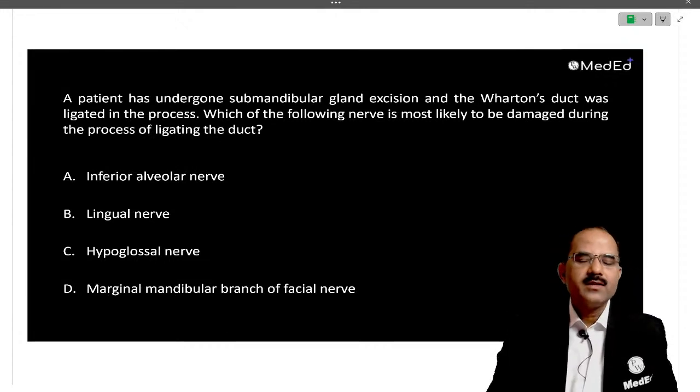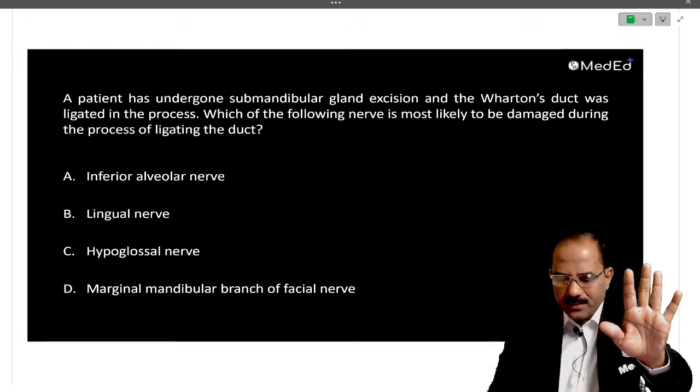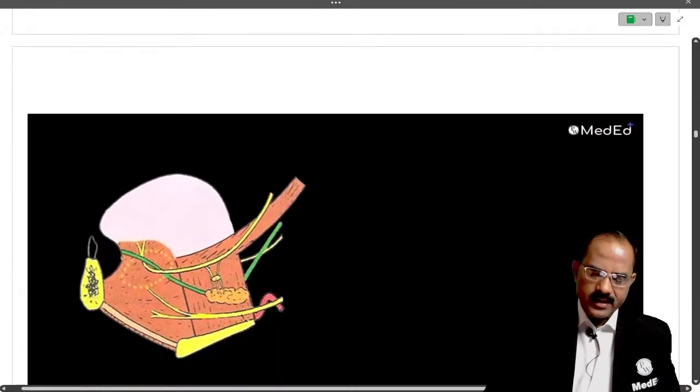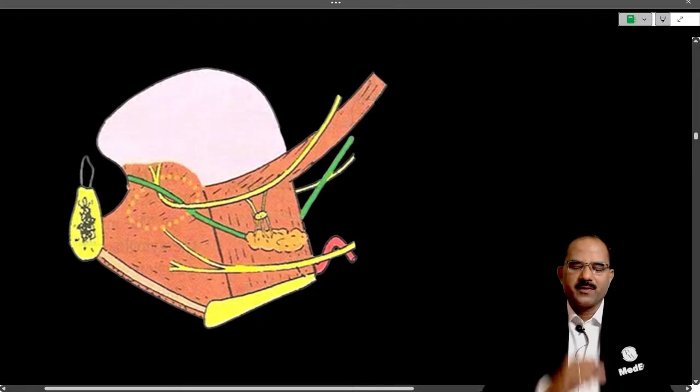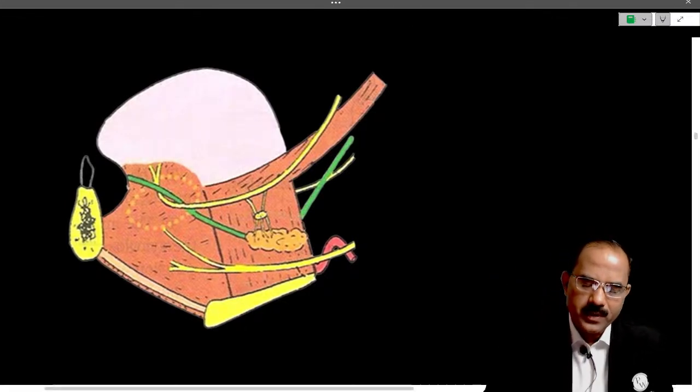Yes, what is the answer? No, answer is not A. No, no, no. I'll just show you one slide. Just wait. Look at this slide. And this is beautiful. Can you identify this? If this comes as a visual slide, you should be able to identify this.